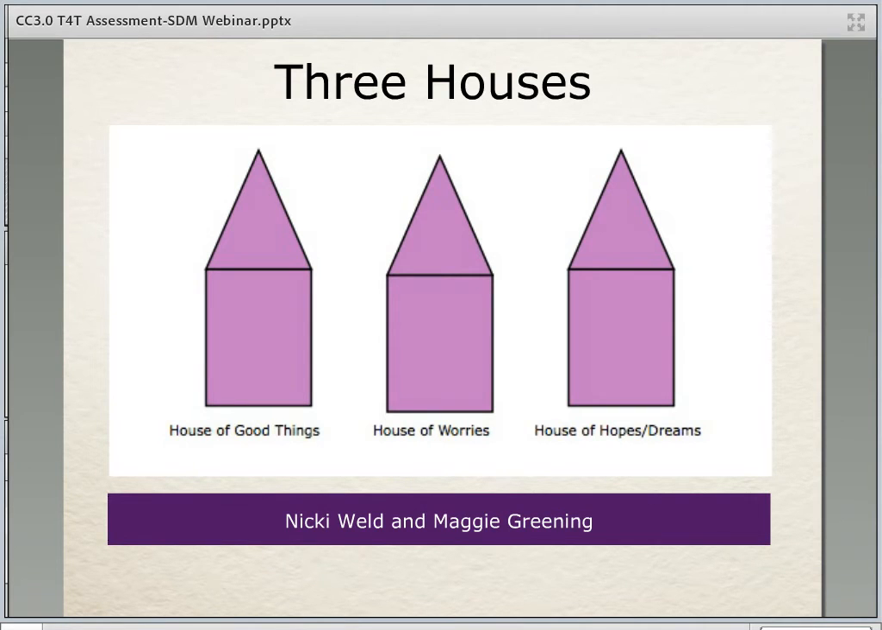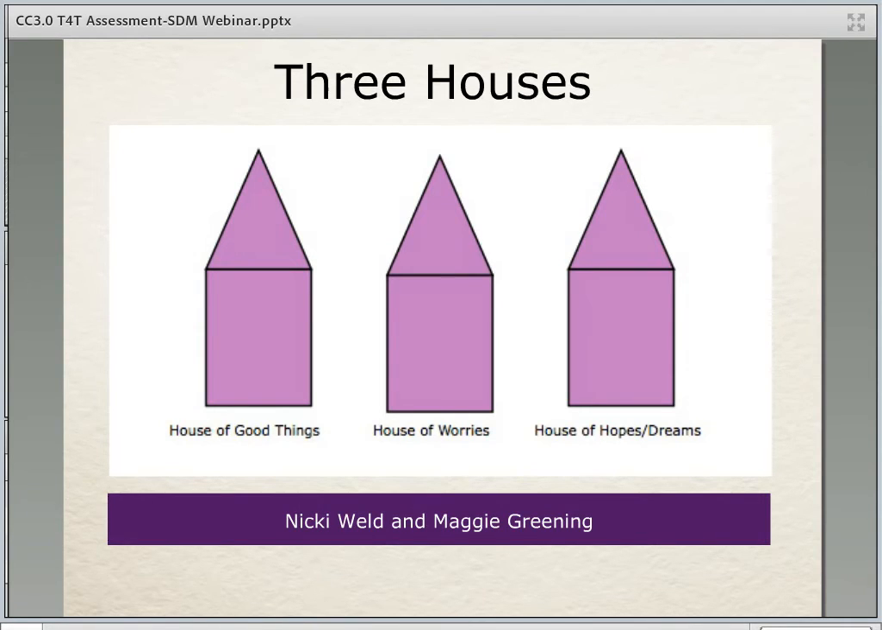The 3 houses tool was developed by Nikki Weld and Maggie Greening, 2 child protection workers in New Zealand, as they searched for ways to do assessment and planning. This tool is not specifically referred to in CORE. However, it may be mentioned as a tool that social workers can use to engage children during child interviews.